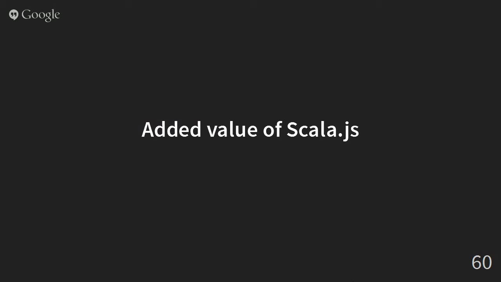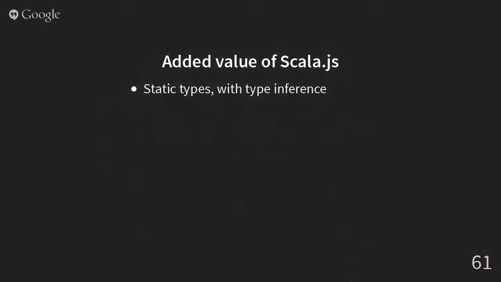So the first thing, obviously, is static types with type inference. So you may disagree with me. I happen to like static types. They help me a lot, especially for refactoring. If you don't like them, well, you don't have to, and then you disagree with my point here.